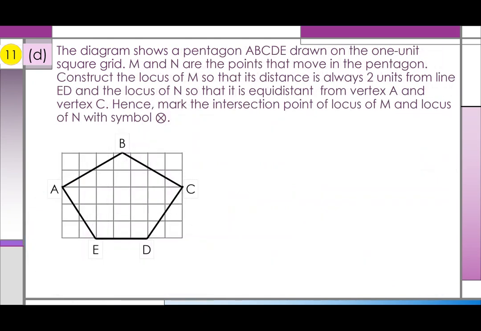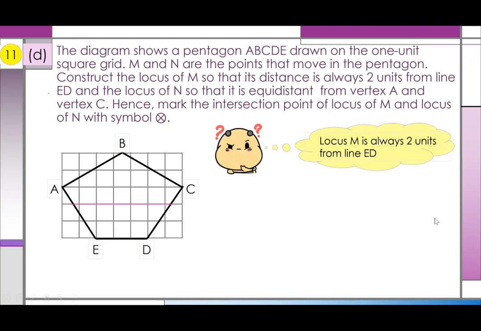Okay, question D. M and N are points that move in the pentagon. This is our pentagon. Construct the locus of M. It is always 2 units from line ED. So line ED is this one, and the locus is a straight line always 2 units from line ED.